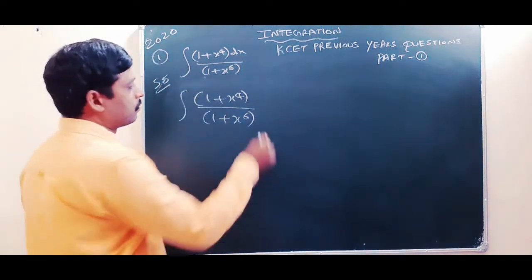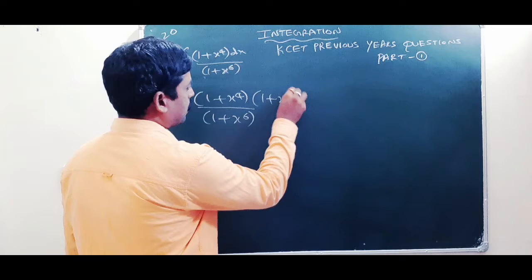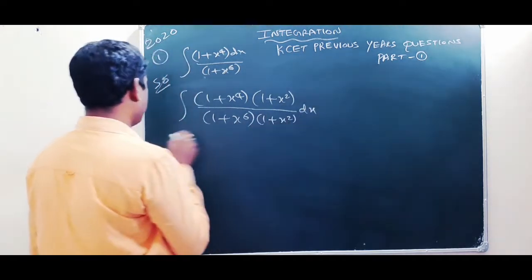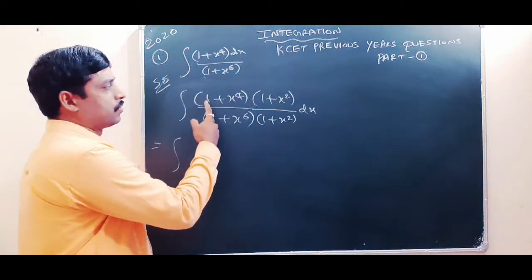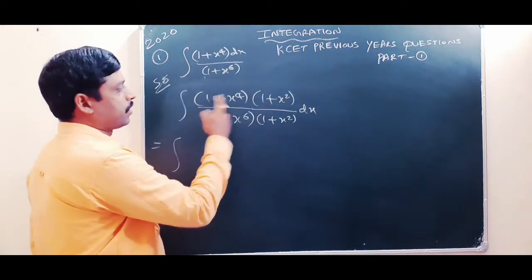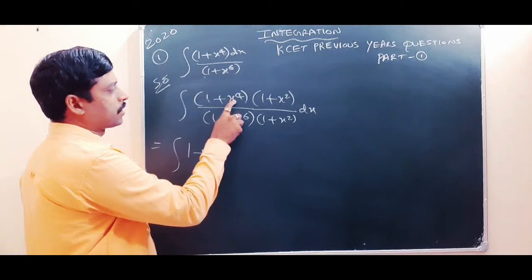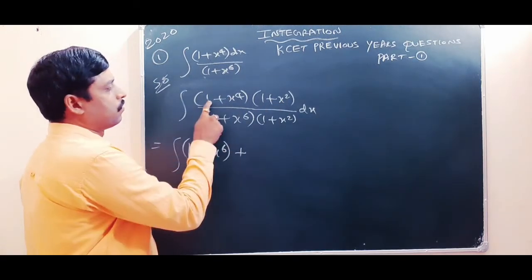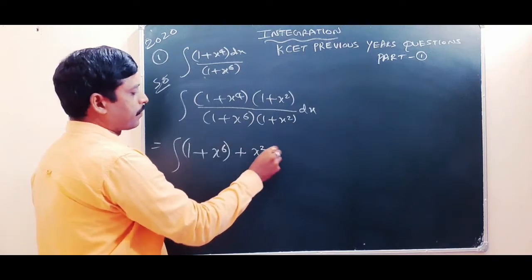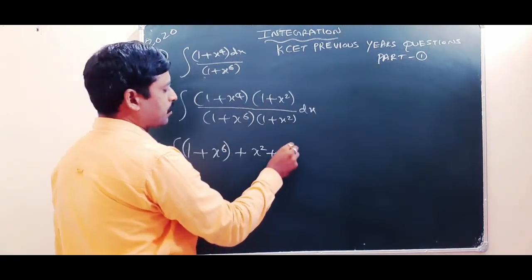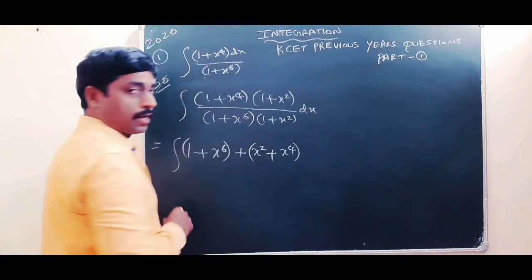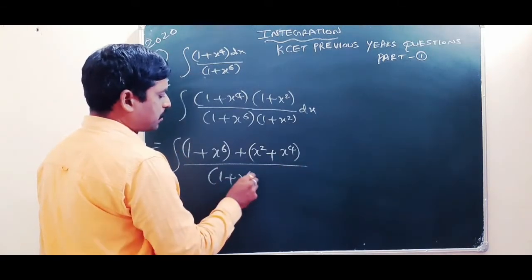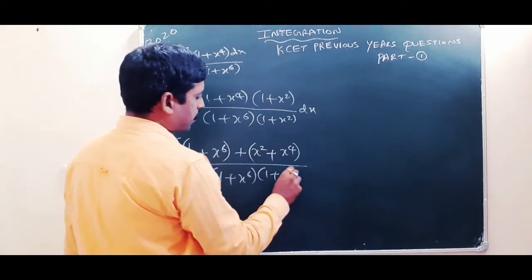Multiply and divide by 1 plus x square. Now we have 1 multiplied with 1 plus x square: 1 into 1, 1; x to the power 4 into x square, x to the power 6; 1 into x square, x square; x to the power 4 into 1, x to the power 4. So write the denominator as 1 plus x to the power 6 into 1 plus x square.